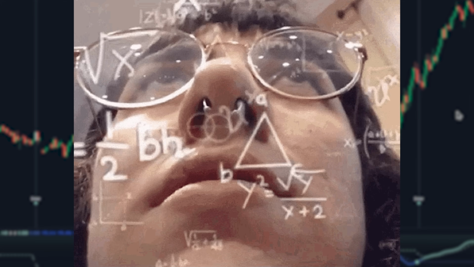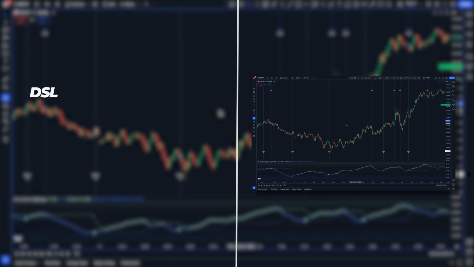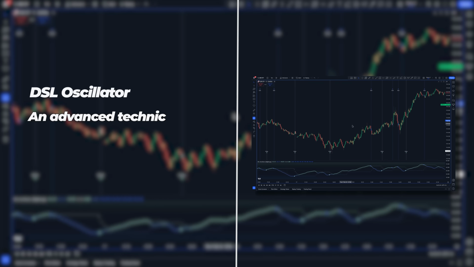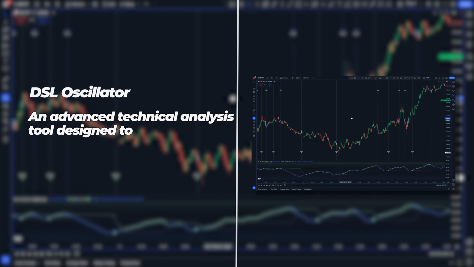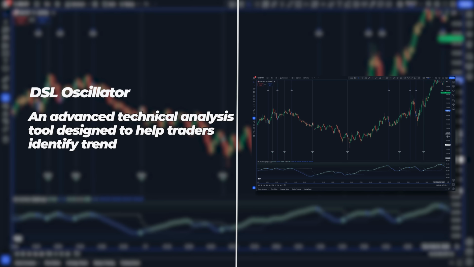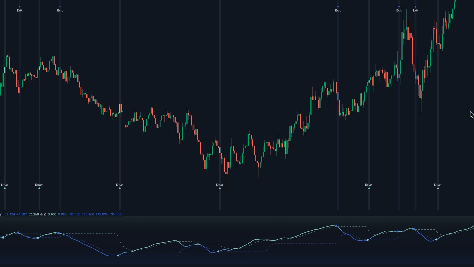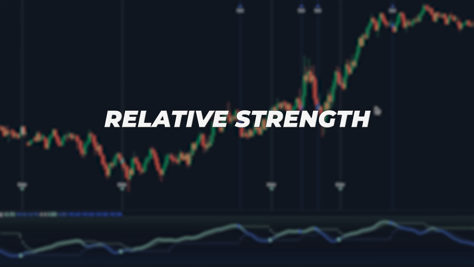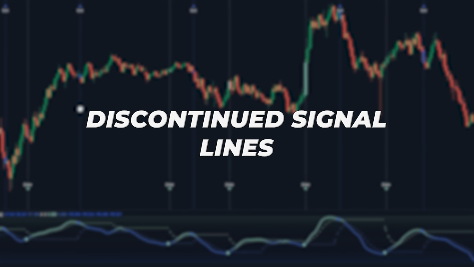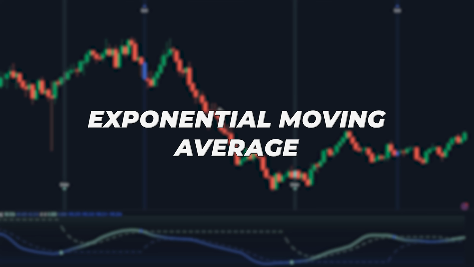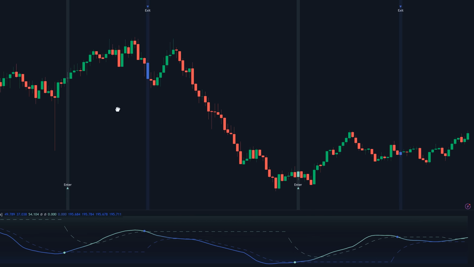Now, what exactly is this indicator? Well, the DSL Oscillator by BigBeluga is an advanced technical analysis tool designed to help traders, you and me, to identify trend direction, momentum, and potential reversal points in the market. It does this by combining the elements from the Relative Strength Index, the Discontinued Signal Lines, and the Zero-Lag Exponential Moving Average to provide a comprehensive view of market conditions.